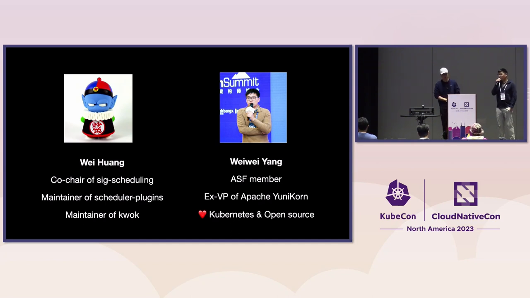My name is Weiwei Yang. I'm also from Apple, working in the AML data infrastructure. And I'm EVP of Apache YuniKorn. And also, I love Kubernetes and open source. I worked on many, many open source projects before.